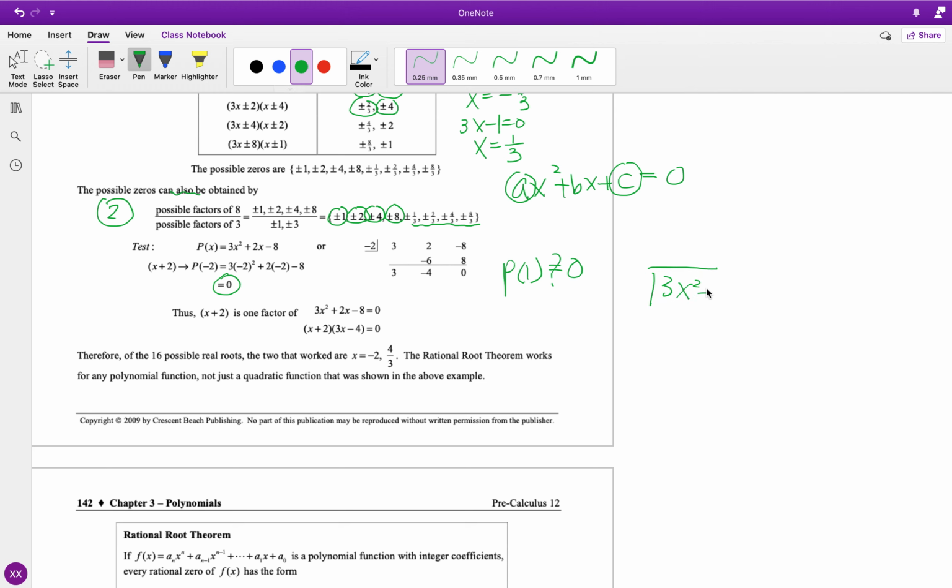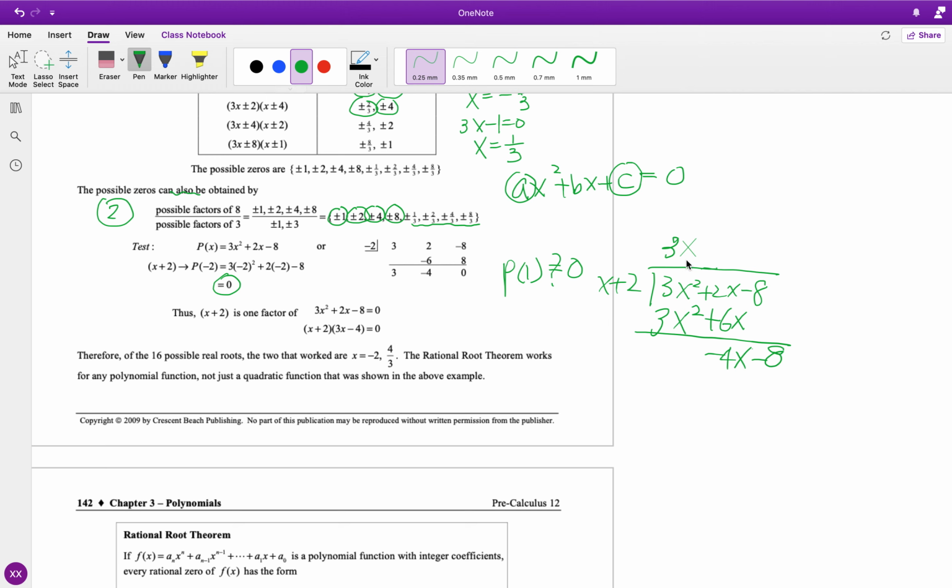3x squared plus 2x minus 8 divided by x plus 2. And then you would have your other factor here. So if we just review this division, then this is a 3x. So then 3x times x is 3x squared. And then that is 6x. 2x subtract 6x is negative 4x. And then minus 8.